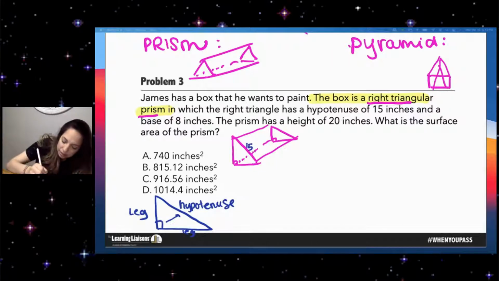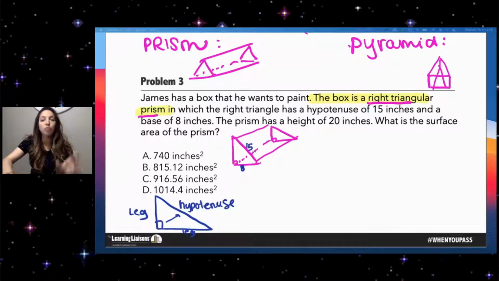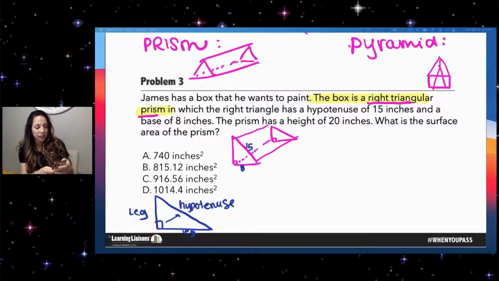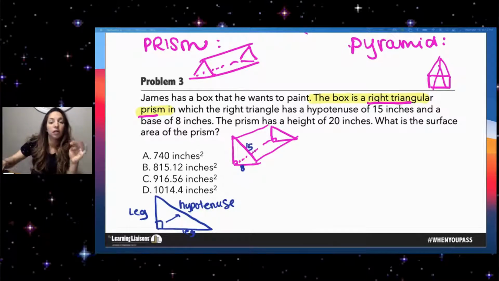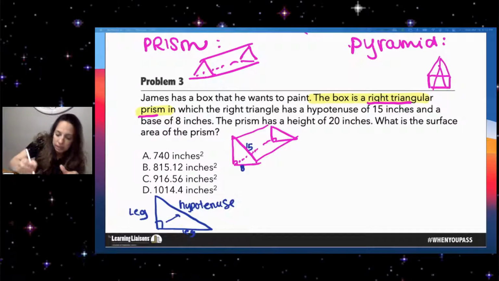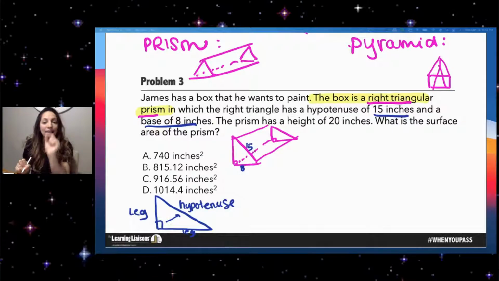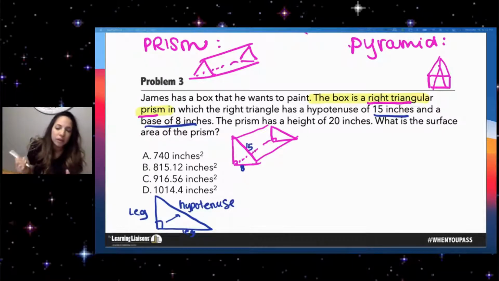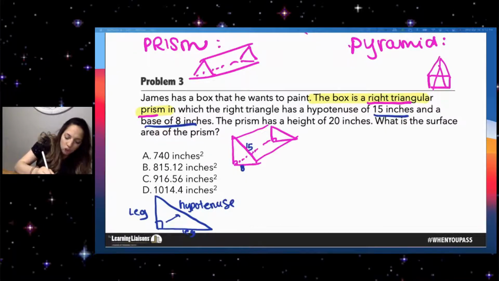And then it has a base of 8. The triangle has a base of 8, not the prism. That's critical. The triangle has a base of 8, not the prism. Then what does it tell us? The prism has a height of 20. This is where people are going to label their picture incorrectly. I guarantee you that people would label this incorrectly. The prism has a height of 20. So many people would label this right here 20.